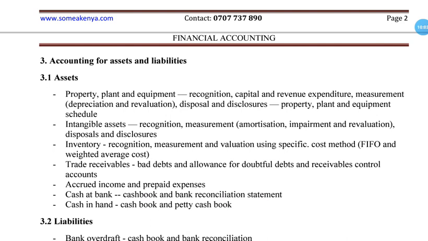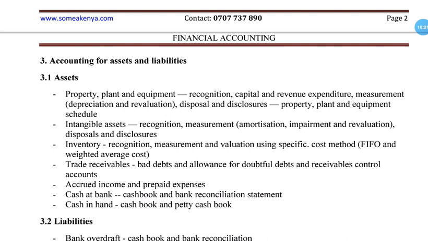So intangible assets: recognition, measurement, amortization, impairment, and devaluation. For intangible assets, when they lose value, we use the term amortization or impairment and devaluation. But if it is a fixed asset that is losing value, we use the term depreciation of fixed asset.